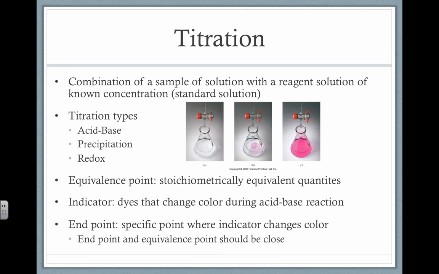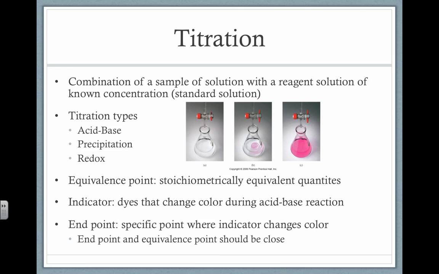Okay, so if it's a 2-to-1 mole ratio, you're at 2-to-1, or if it's 1-to-1, you're at 1-to-1 at that point of adding the standard. Indicators are often associated with titrations. These are dyes that change color during certain kinds of titrations, most usually acid-base reactions. And the idea is that we choose indicators where the color change occurs hopefully close to the equivalence point.